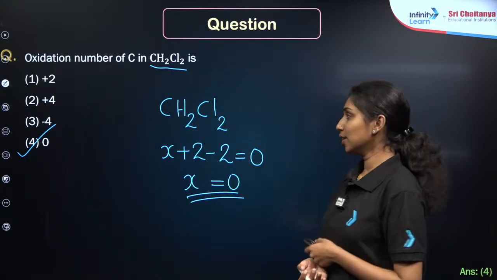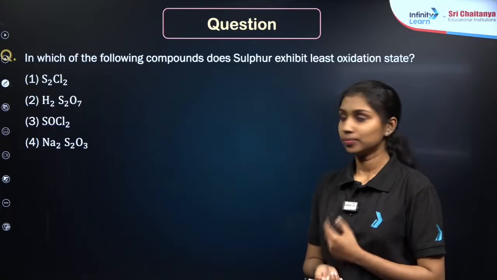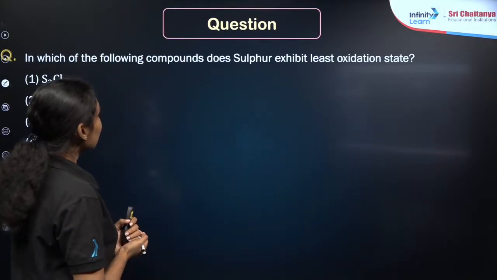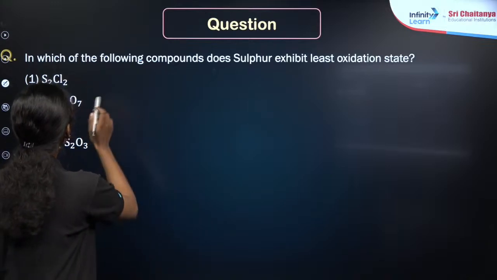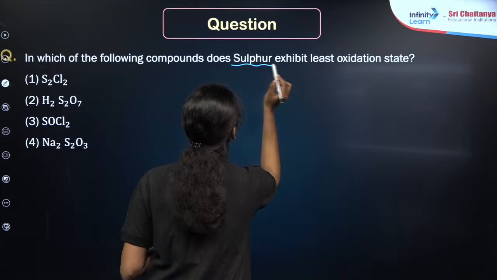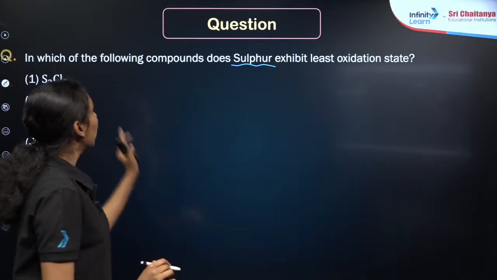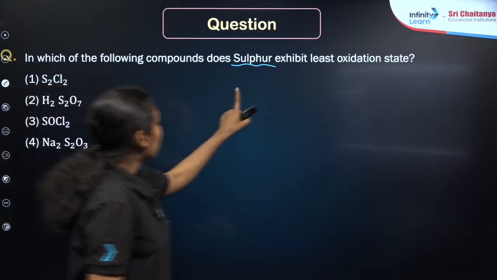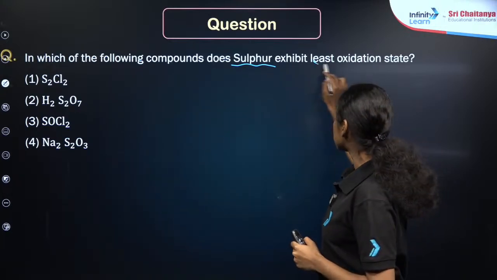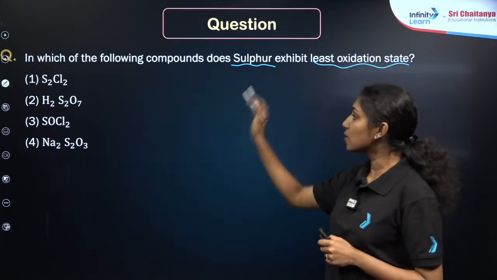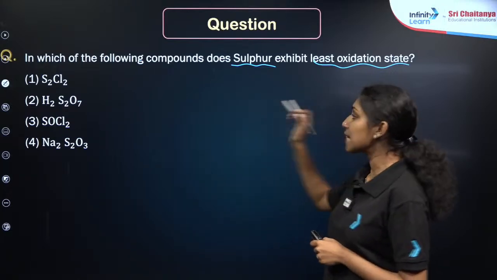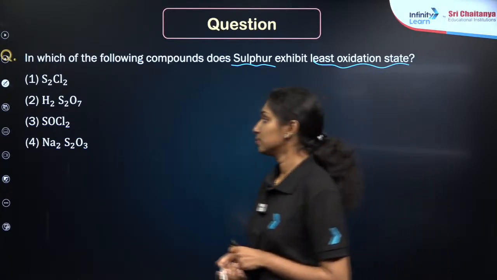Can we move to the next question? Okay, here is the next question for you. Again, to calculate the oxidation state. Here different compounds are given, in which sulfur is the major component. You have to find the compound in which sulfur has the least oxidation state. So you have to identify the oxidation state of sulfur in each of the compounds, then find the one having the least value. Which will be the answer?